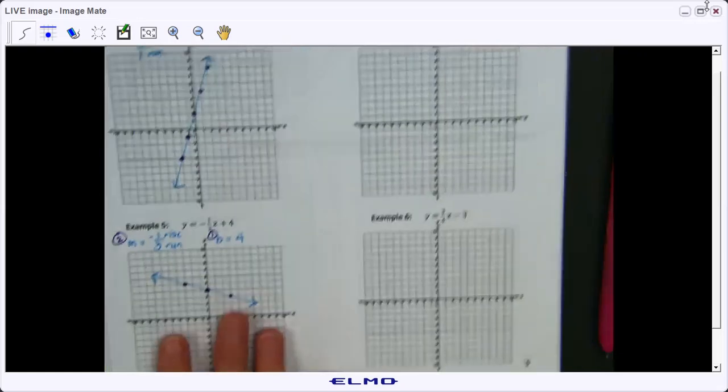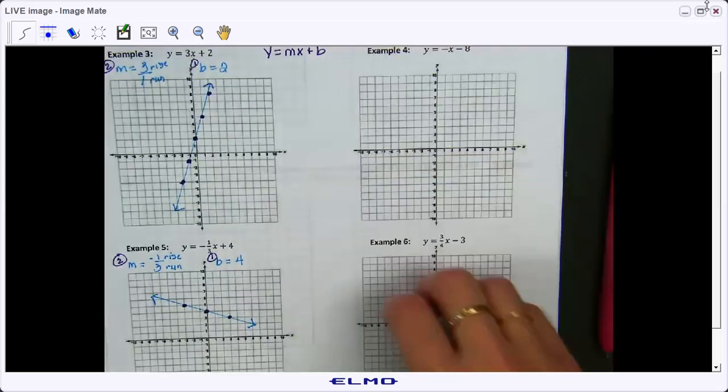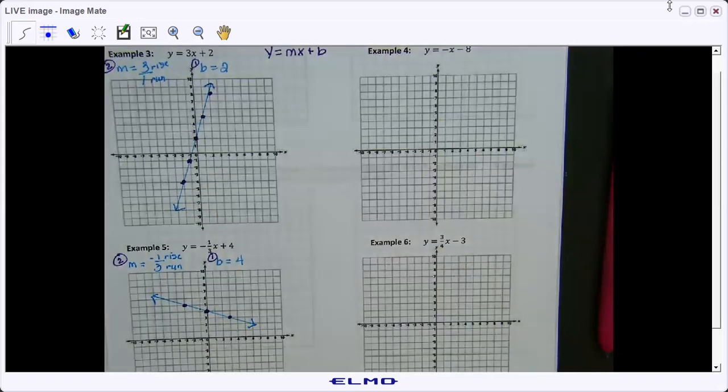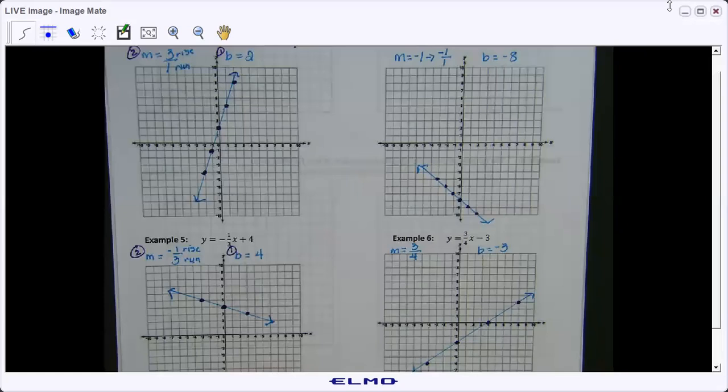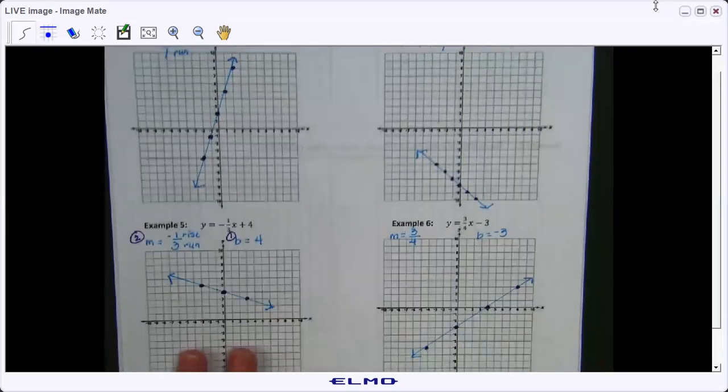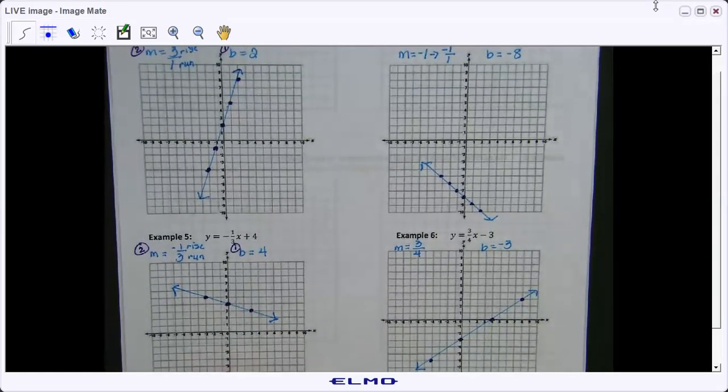Okay, I want you to go ahead and graph examples 4 and 6 on your own, and you can work with a partner to do that, or at least check your answers with a partner, and then we'll come back and check them. And I'm gonna pause the video. Okay, go ahead and make sure your lines are graphed correctly.